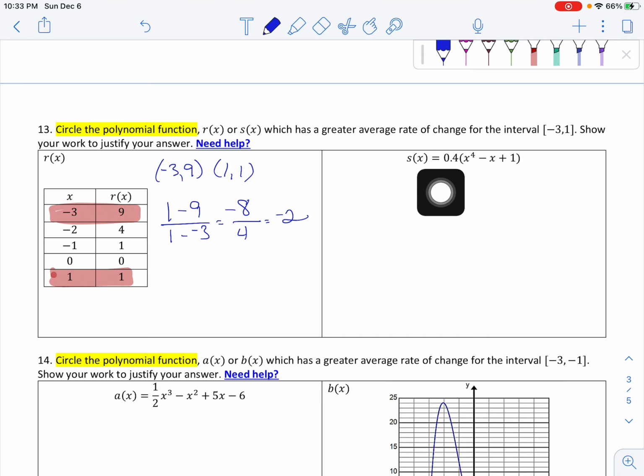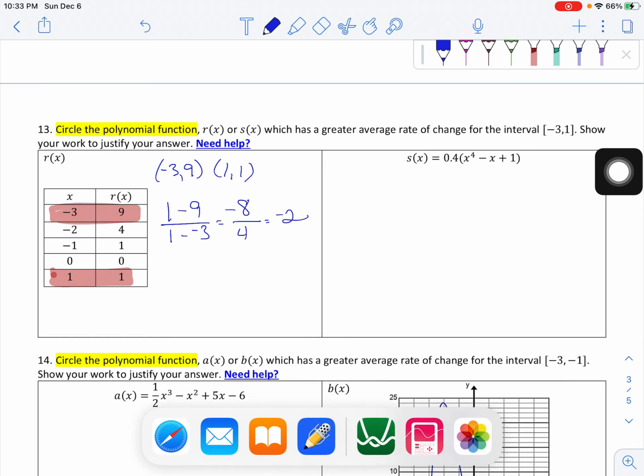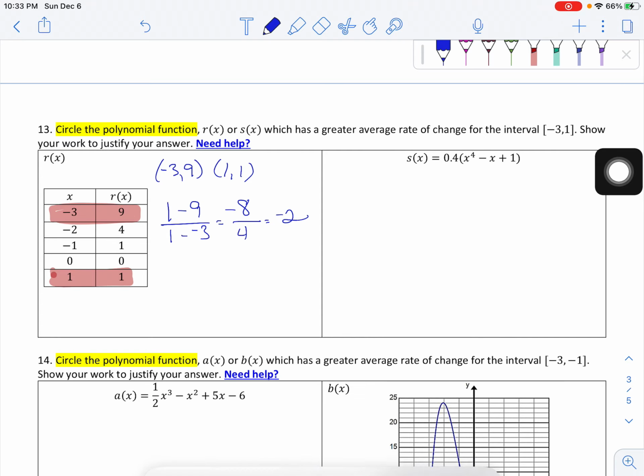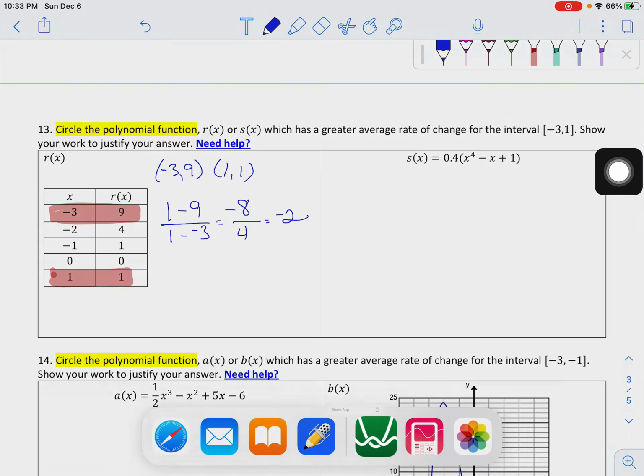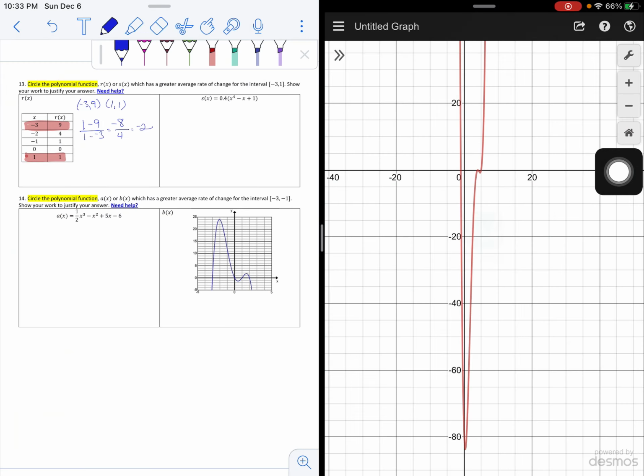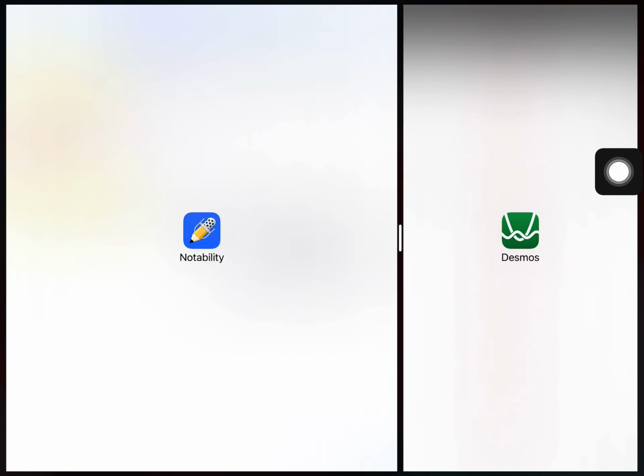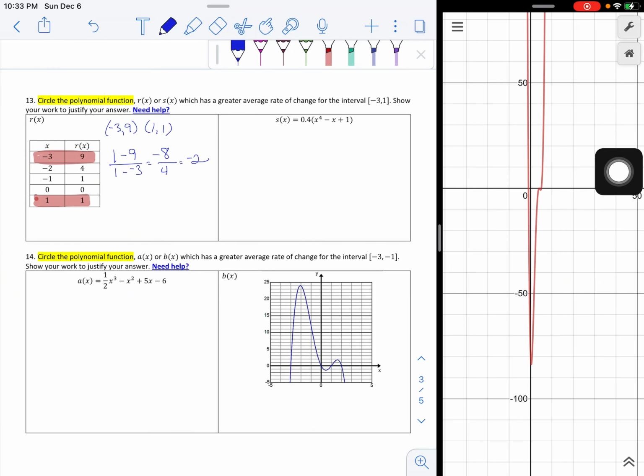This has a little bit more difficulty to it, simply because we don't have a table of values to look at. We don't have a graph to look at. So this is where I'm absolutely going to pop up some technology. I'm going to go with Desmos for this one. I'll show you how to do TI-84 on the next one.